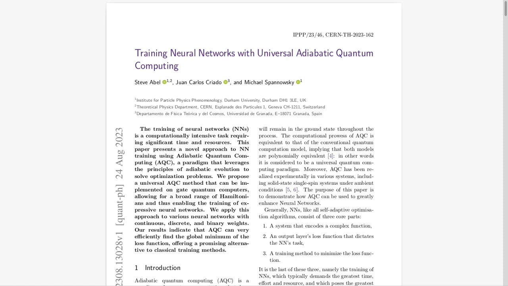Exactly. But how does this actually translate into real-world results? I mean, did the researchers actually put this method to the test? They put this method to the test. Did they get any interesting results? Oh, they did, yeah. The paper highlights two main examples. The first one is what they call a toy model, which is basically a smaller, simpler problem, just to see if AQC can handle a situation where you have multiple equally good solutions.